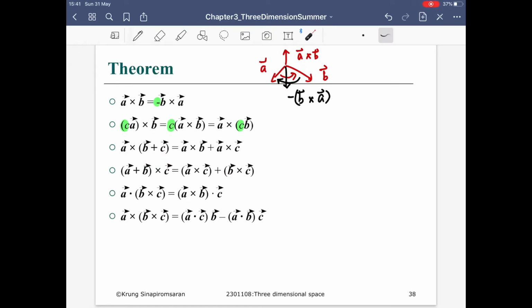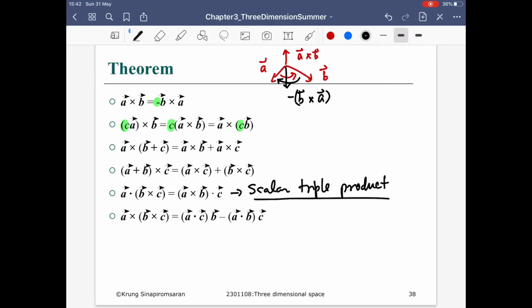And it is very interesting that if you have three vectors and you do B cross C first, so this one is one vector, right? You do a dot product with the vector A, it is the same as you do the cross product between A and B first and then a dot product with the C. This one is sometimes called a scalar triple product, and later on there will be a special meaning of the scalar triple product.